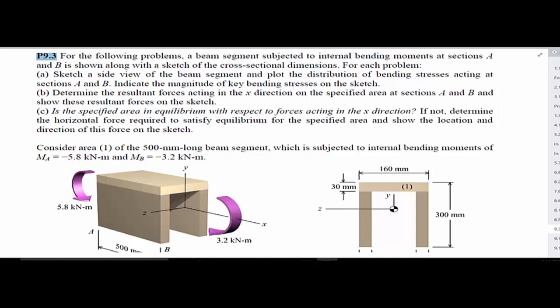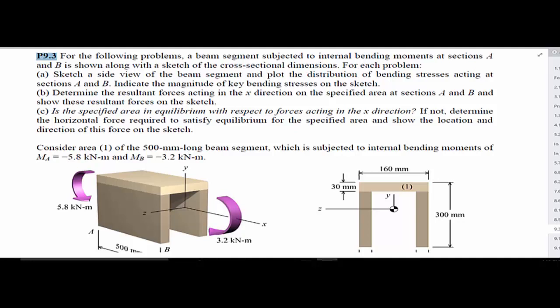We're going to do 9.3 out of the textbook. It says here for the following problems, the beam segment is subjected to the internal bending moments at sections A and B. For this problem, we want to sketch a side view of the beam and plot the distribution of the bending stresses acting at sections A and B. Indicate the magnitude of the key bending stresses on the sketch.